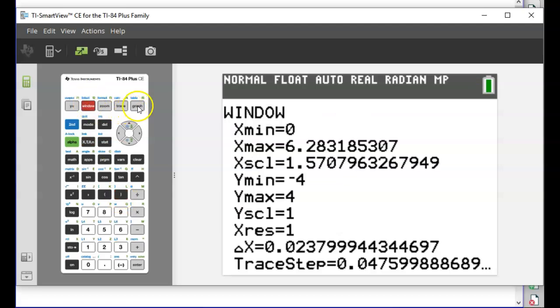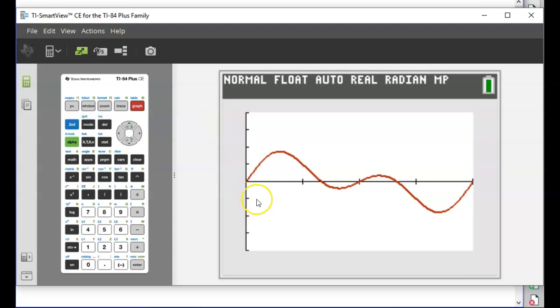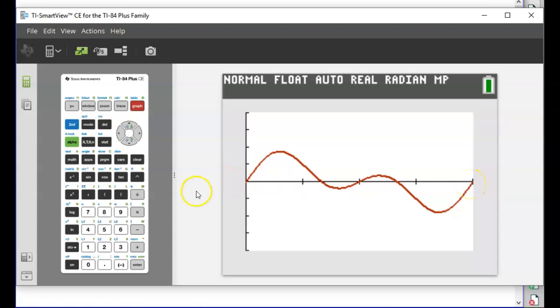Radians, window 0 to 2 pi. I have 1, 2, 3, 4, and then it would be back at 2 pi. Everybody good? We got 4 solutions? Okay.